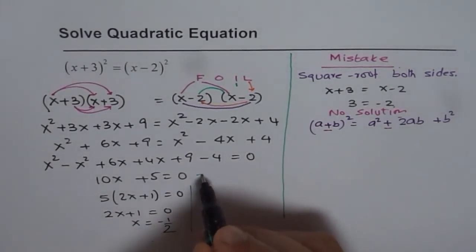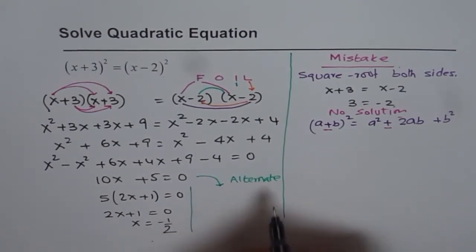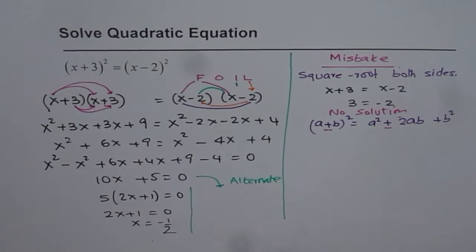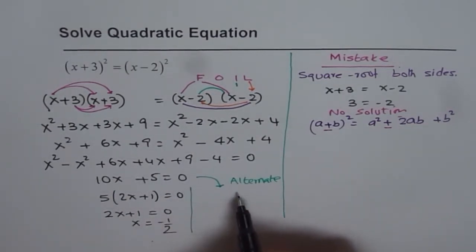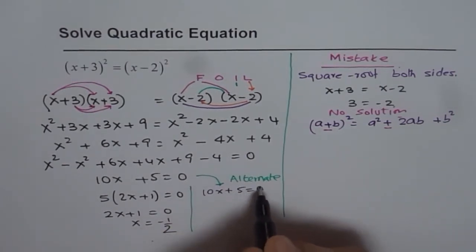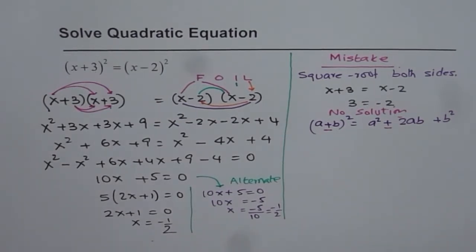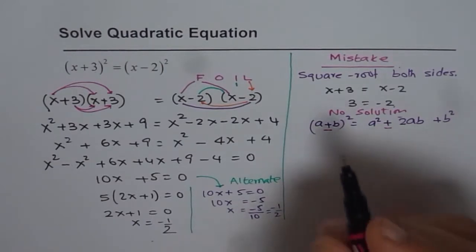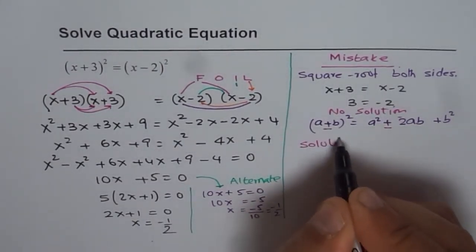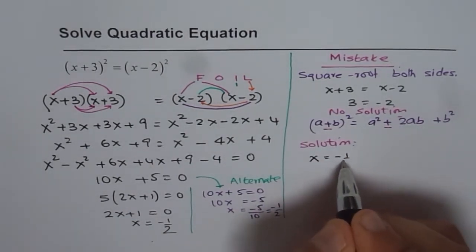So that is how we'll do it. Of course, the alternate way could have been, let me write the alternate way. The idea here is to learn, and I've seen that students have their own preferences of doing things. So that could be one method of solving this equation, which is 10x plus 5 equals 0. So we have 10x equals minus 5, or x equals minus 5 over 10, which is also going to give us minus half, correct? So we get the same answer. Perfect. So we do have a solution here, and the solution is x equals minus half.